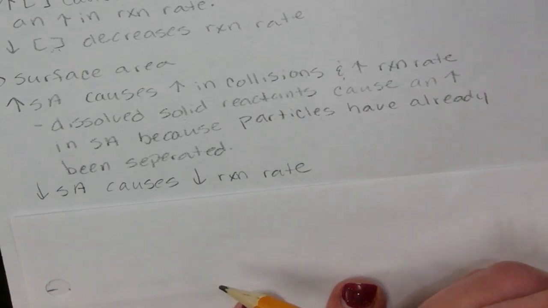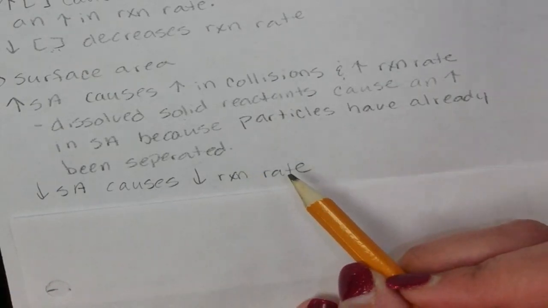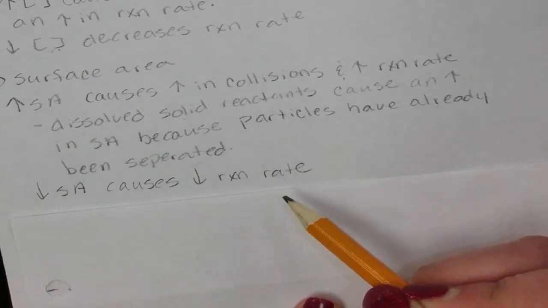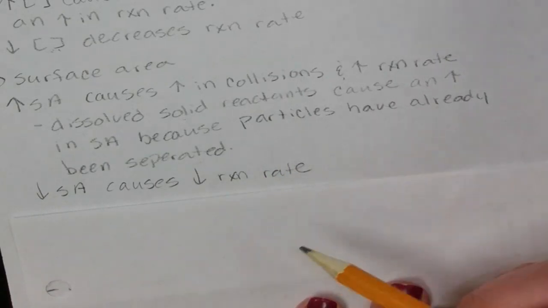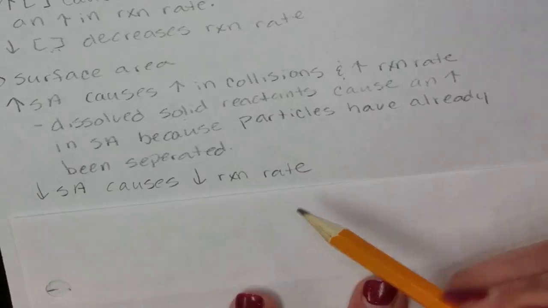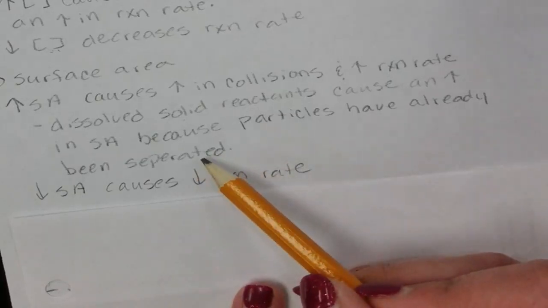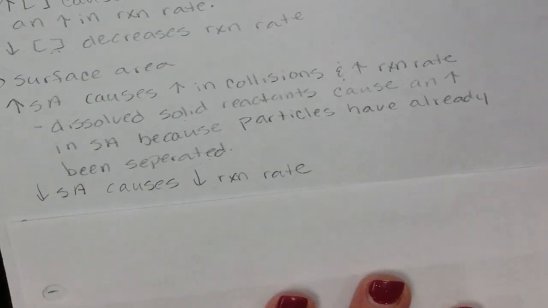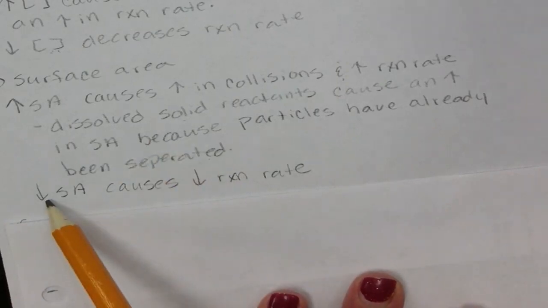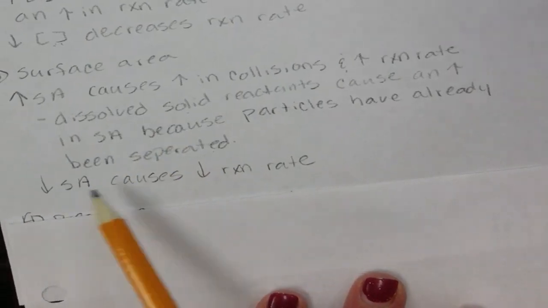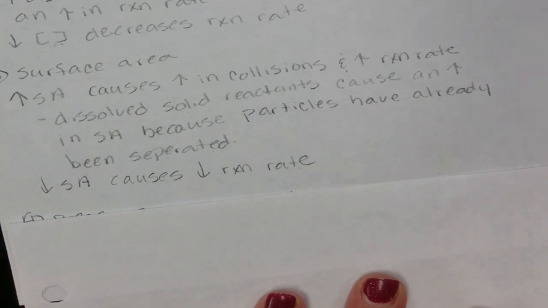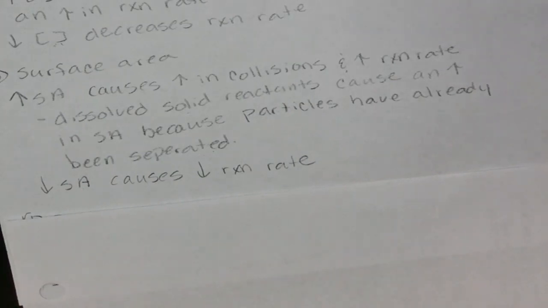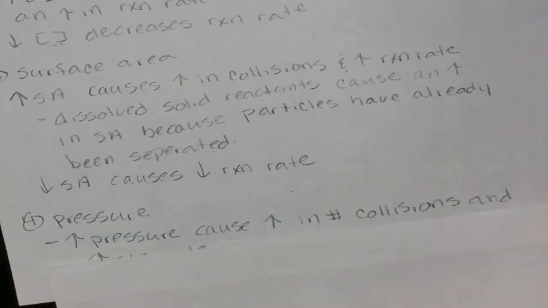So by having ions instead of a solid where I have to first have energy to break the solid and then energy to overcome activation energy, now all I have to do is have a collision with enough energy to overcome activation energy. So we are actually increasing the rate by dissolving. If I decrease surface area, then I also decrease the reaction rate because there is less area, less space for those collisions to occur.